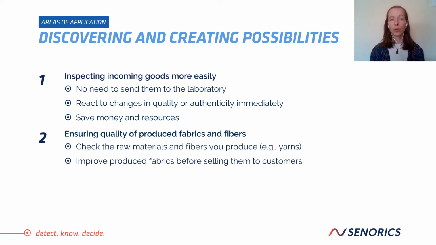You can also use mobile textile analysis to ensure quality of produced fabrics and fibers. So for example, you can check the raw materials and fibers you produce before processing them further and ensure that quality parameters are met. So for example, with yarns. Doing this allows you to improve flaws in the composition of produced fabrics before selling them to your customers.